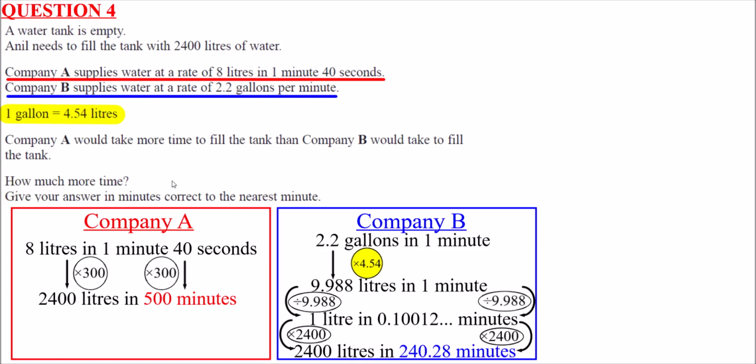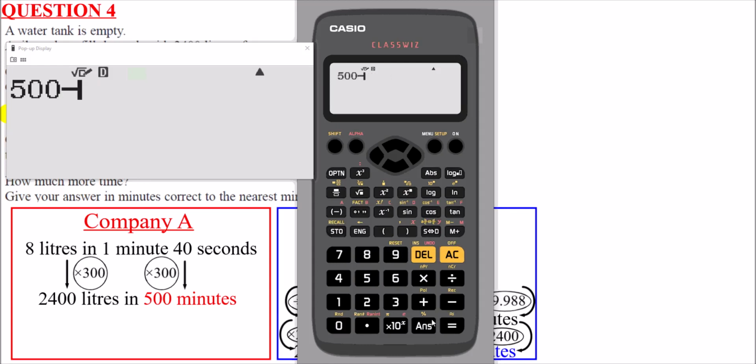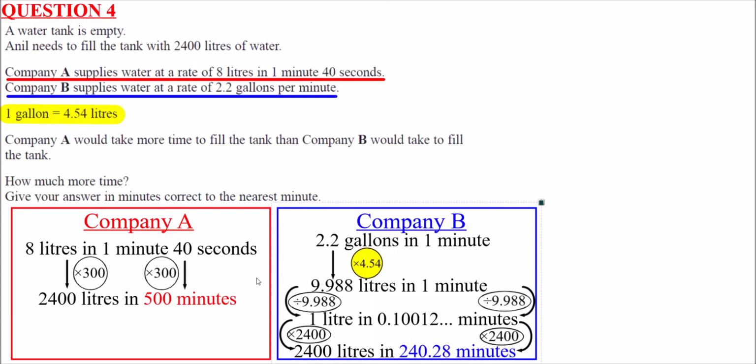So clearly, Company A takes more time. 500 is more time than 240. How much more time? We can now just do 500 take away 240.28. So 500 take away that, given answers in terms of minutes, correct to the nearest minute, 259.7, that's closer to 260. So our answer to the nearest minute is 260 minutes.